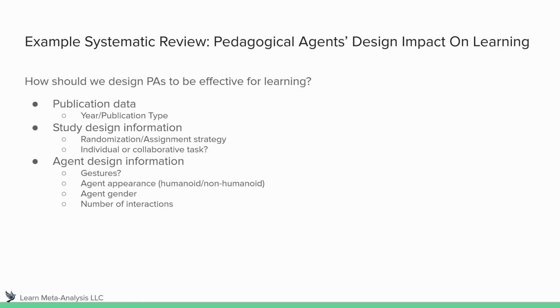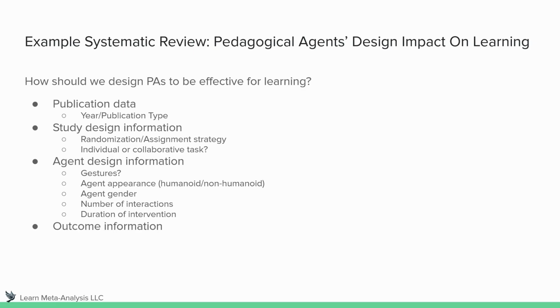We might also ask, how many times did learners interact with the system? Presumably, this has some influence with agent design. We might also wonder about how long was the intervention? Is this something where students worked with the agent for 10 minutes, or was it something where the students worked with the agent for 2 hours? Those are two very different contexts, and it might influence how we design our agent.